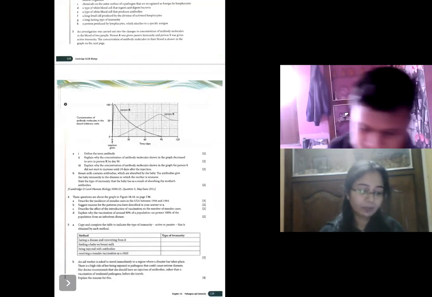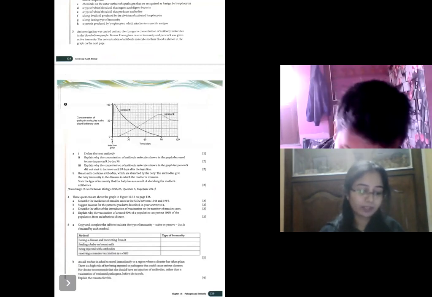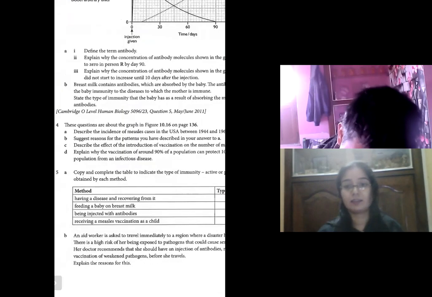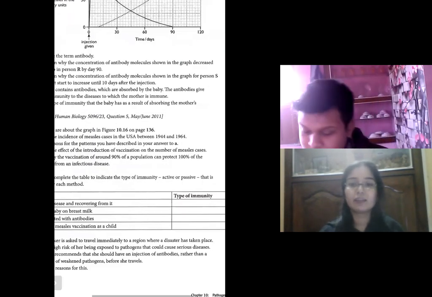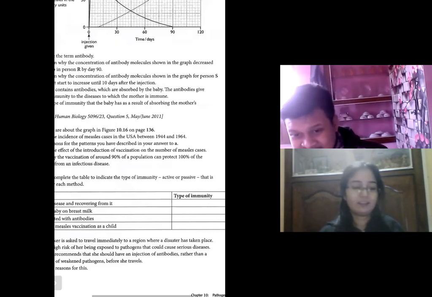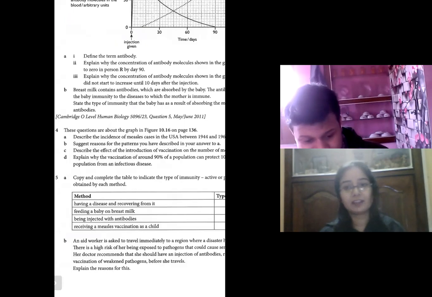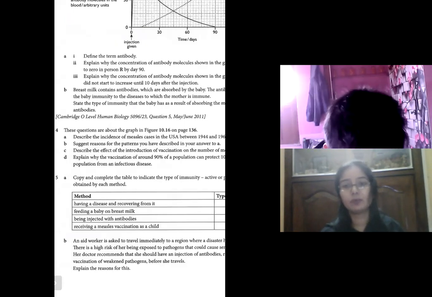Explain why the vaccination of around 90% of population can protect 100% of the population from an infectious disease. Okay, this answer is directly given in your book. Search it, and if you know it, then tell it now. If you don't know, search it. This answer is given in your book.